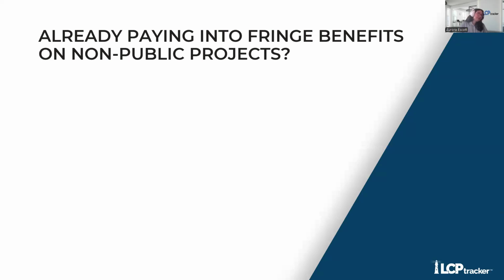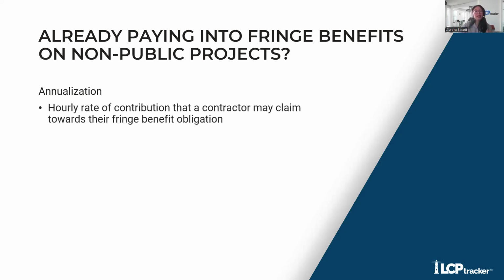But what if you're already paying fringe benefits to plans on all of your other private work? Can you take credit for the funds that you're already paying into? And the answer is yes, my friends, you absolutely can. All you need to do is annualize the cost of the fringe benefits that you're paying into. This annualization process means that you're going to have to find the hourly rate of contribution based off of the year.